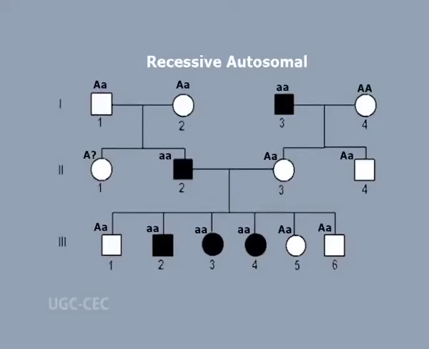If one parent has the disorder with two recessive alleles and the other parent is normal, the offspring may only inherit one copy of the defective allele, and hence that generation does not show the disorder.